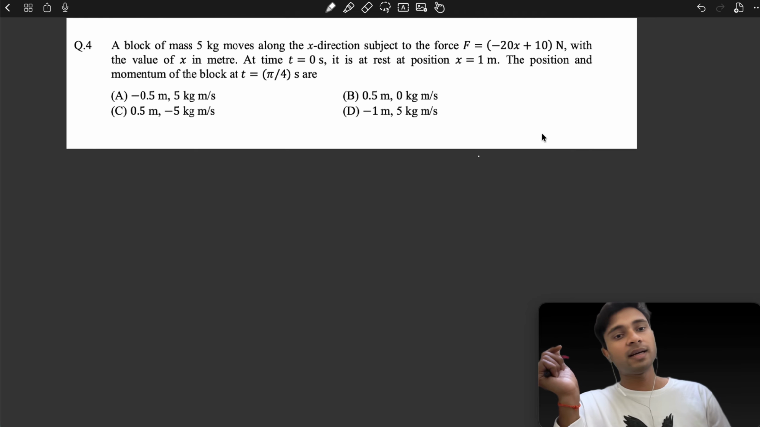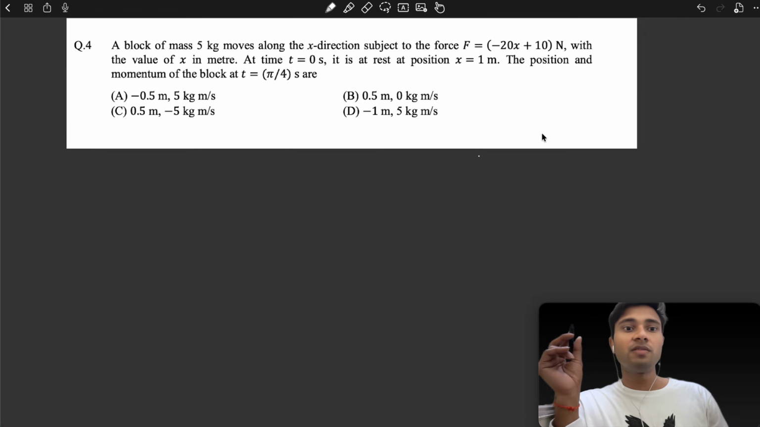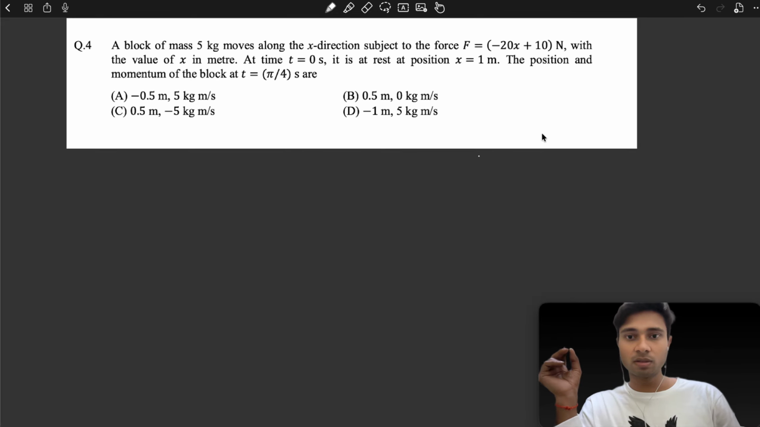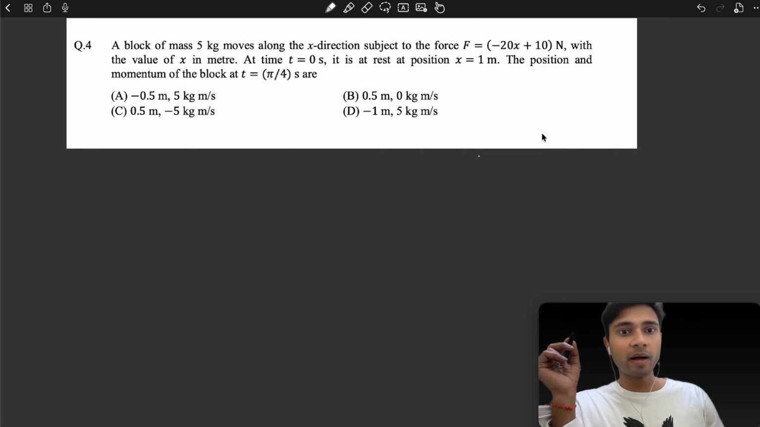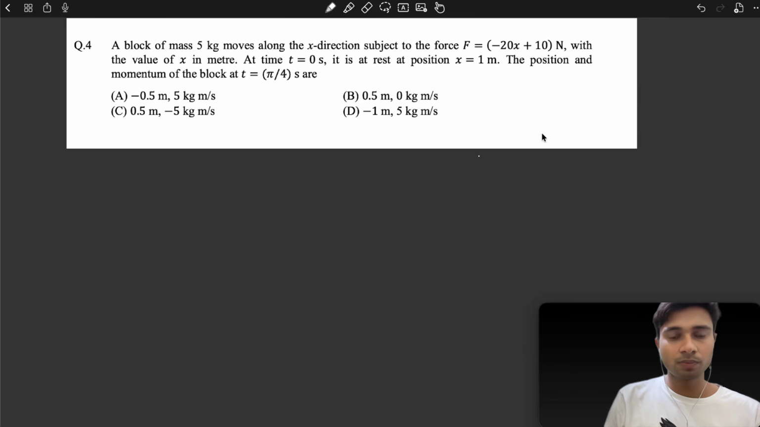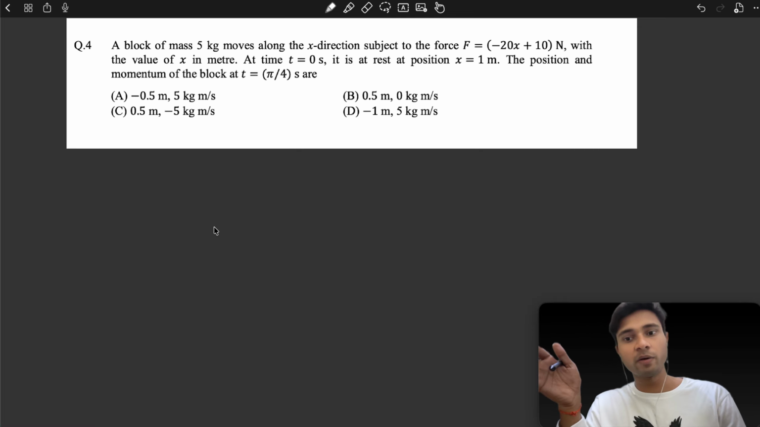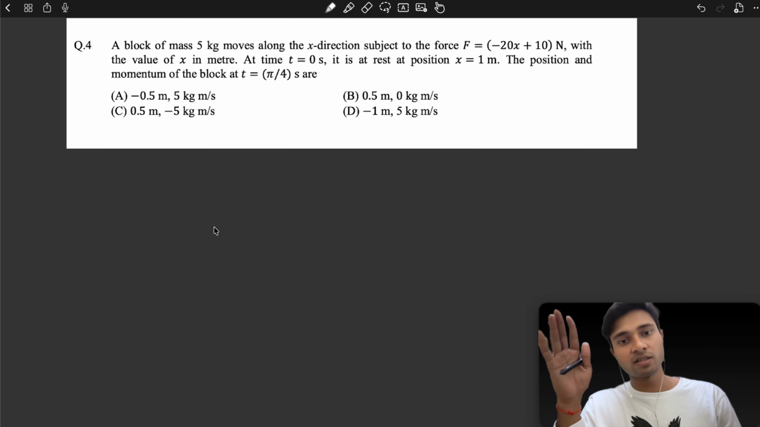It is given that a block of mass 5 kg moves along the x direction subject to some force which is a function of x, with the value of x in meters. At time t equal to 0 it is at position x equals 1 meter. Find the position and momentum of the block at t equal to pi by 4 second. First you can pause the video here and try to solve this question, and once your attempt is done you can resume it.